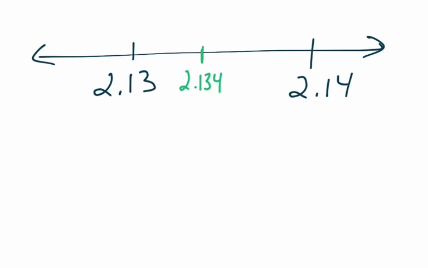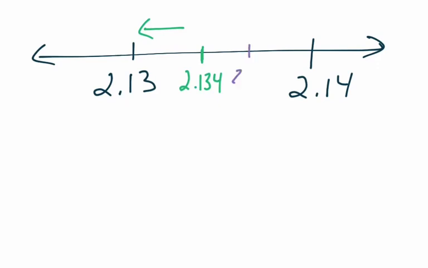I know I mentioned that earlier when adding integers, but the number line really does give us that picture. So what we have going on here is 2.134 is closer to 2.13 than it is to 2.14. And that's really all rounding is. It's a matter of kicking it to the closest value that's to the correct decimal place that we're going to round to.